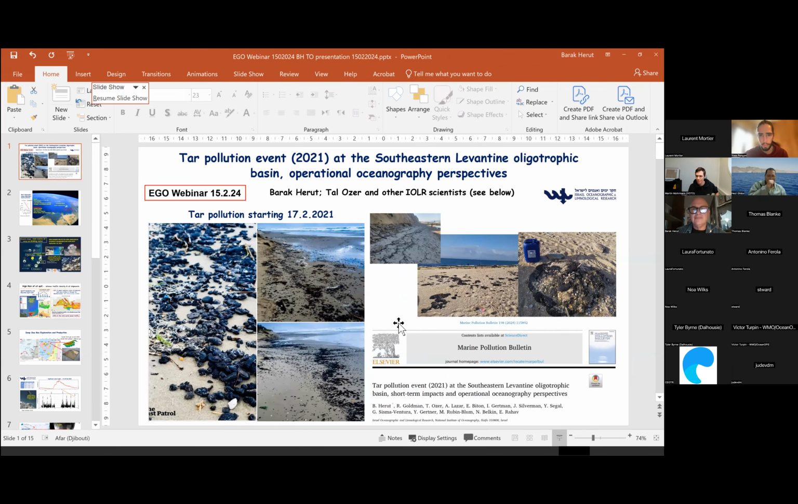In addition, it has some sensitive habitats, like, for example, the one that is shown in the figure. It was discovered in 2021, 60 kilometers offshore in the deep sea at 1.1 kilometer water depths. And this is the first marine protected area that was defined in the Israeli EEZ beyond the territorial waters.